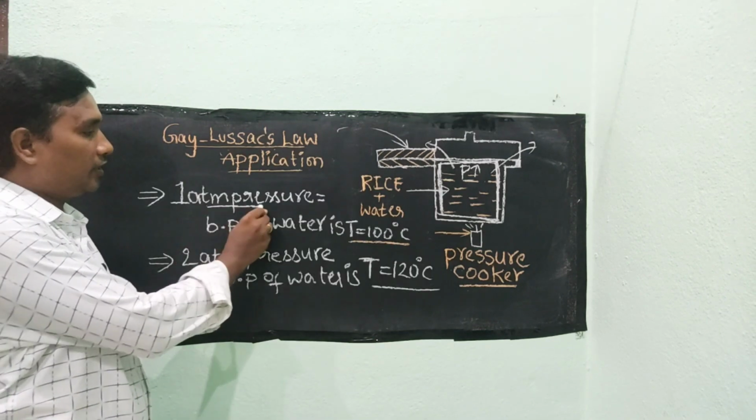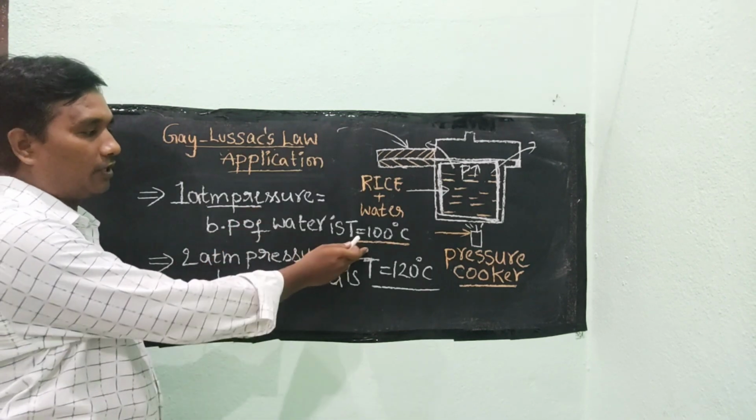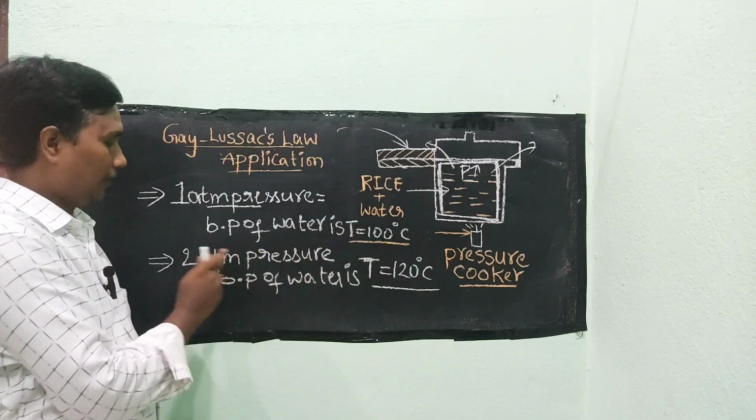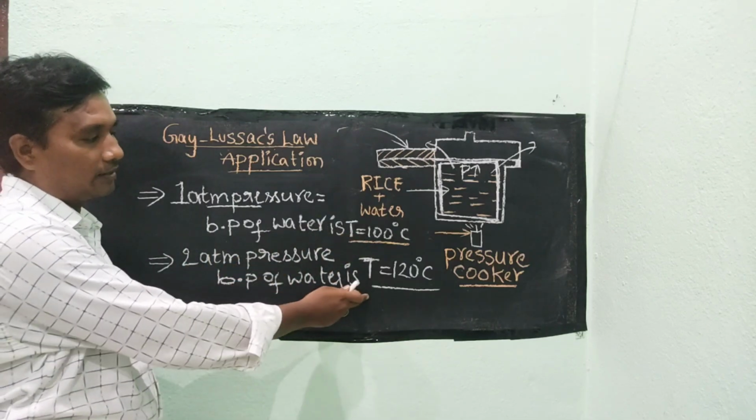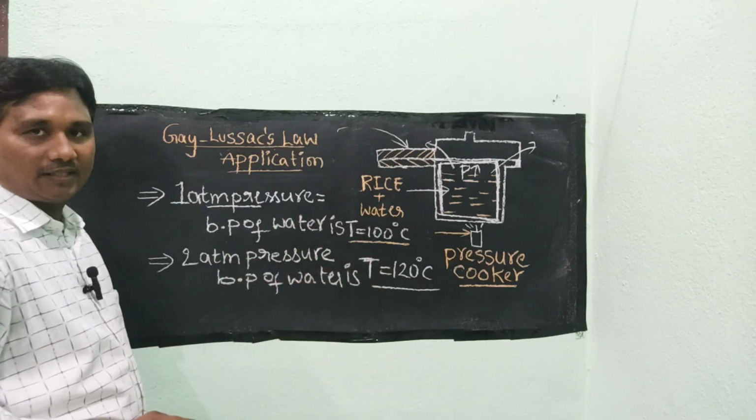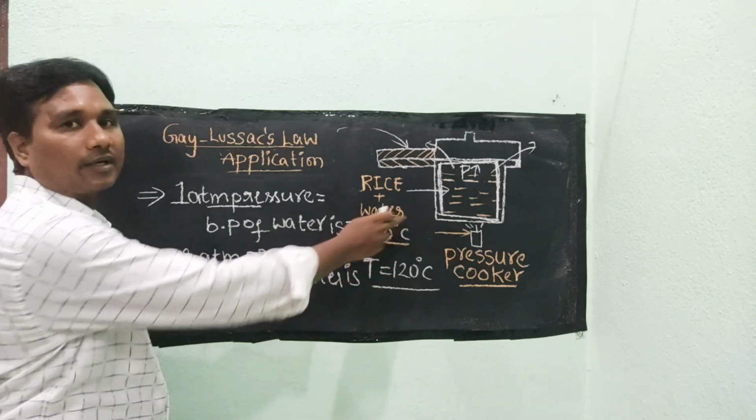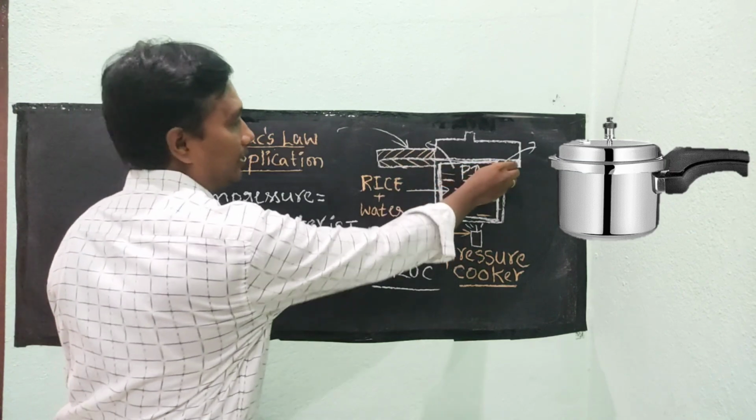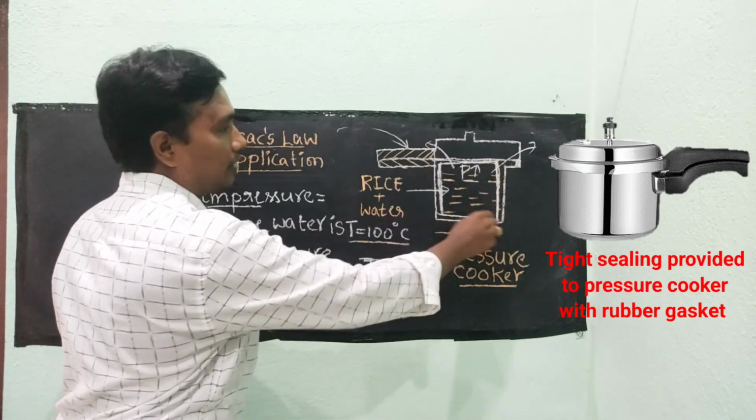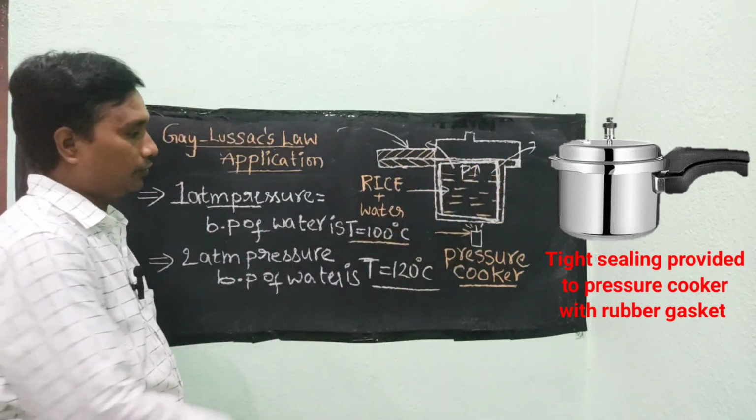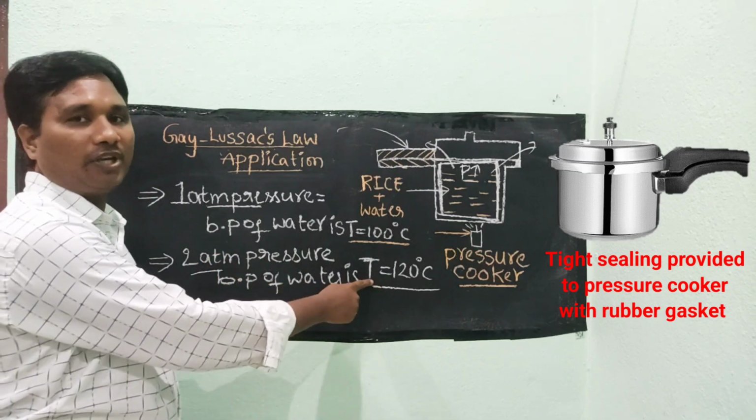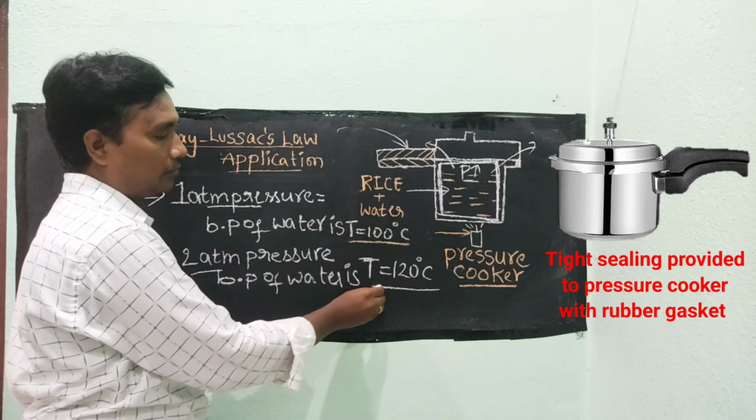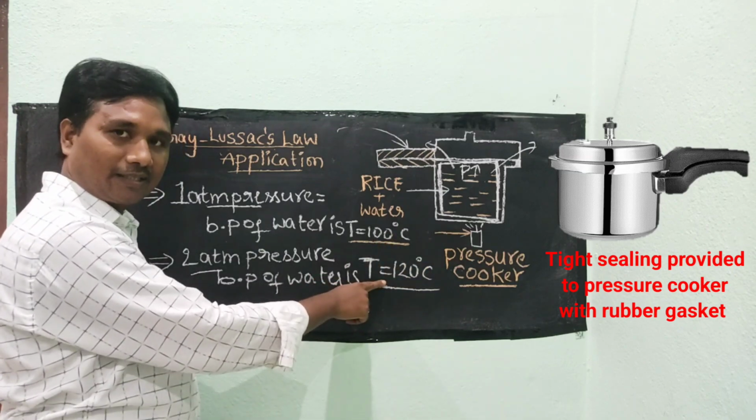At 1 atmospheric pressure, the boiling point of water is 100 degrees Celsius. At 2 atmospheric pressure, boiling point of water is 120 degrees Celsius. In pressure cooker, by providing tight sealing, the pressure of the steam will increase up to 2 atmospheric pressures. As a result, boiling point of water also increases up to 120 degrees Celsius.